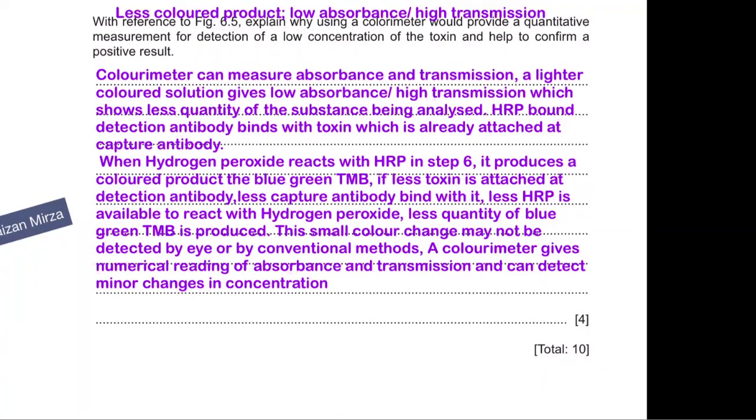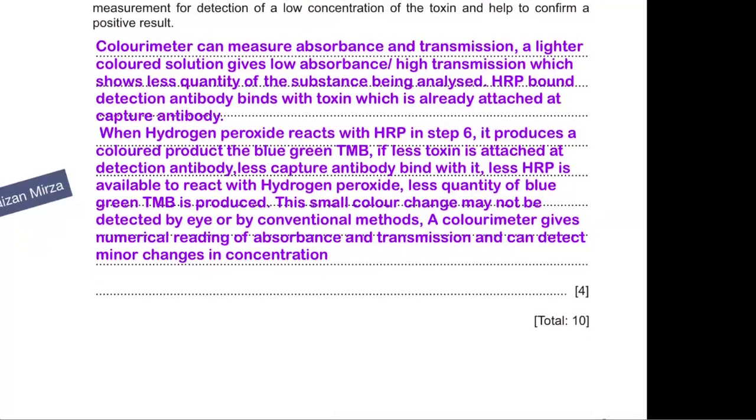HRP bound to the detection antibody binds with the toxin, which is already attached to the capture antibody. So when H2O2 reacts with HRP in step 6, it produces the colored product, which is blue-green TMB. If less toxin is attached, less detection antibody will be attached to the capture antibody, and less HRP is available to react with the hydrogen peroxide. So less blue-green TMB will be produced. This small color change may still not be detected by the eye or by a conventional method. That may be subjective, but a colorimeter will give you a precise numerical reading even if there is a very low concentration of the colored product. The transmission or the absorbance can detect these minor changes in concentration.